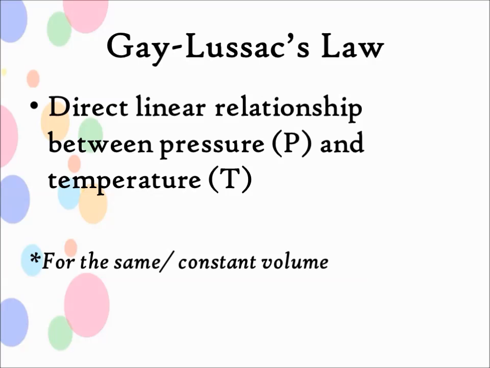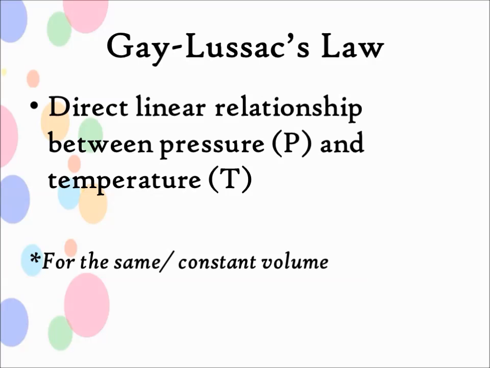Now, this relationship, this direct linear relationship, means that if we increase temperature, we are also actually increasing pressure, or vice versa. If the temperature decreases, then the pressure decreases as well. Okay? So obviously, the graph would be similar to the graph of Charles' law. So it's a diagonal line that is moving upwards.